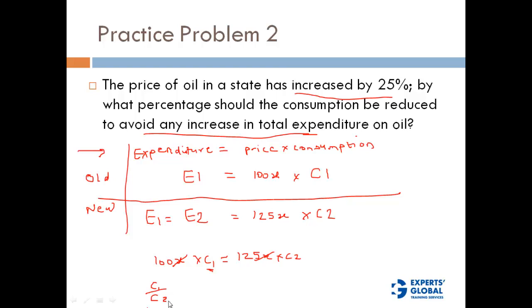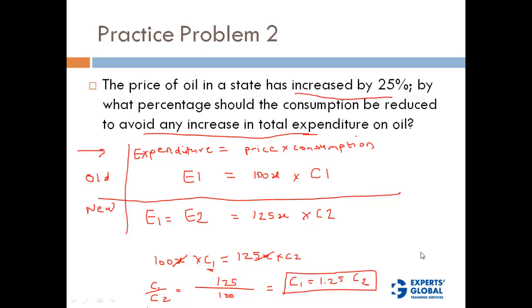C1 by C2 is going to be equal to 125 by 100. Correct? So that means C1 is equal to 1.25 of C2. That means the consumption has to be reduced. If C1 is greater than C2, the consumption has to be reduced. And the consumption will have to be reduced by how much? Is it 25%? No, it is not 25%. This is the tricky part.